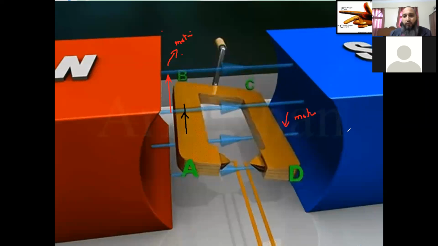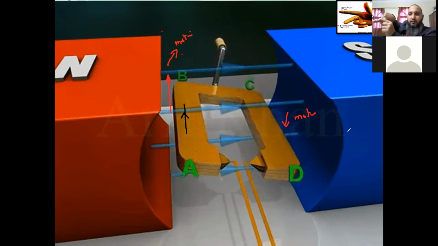So when I want to find the direction of the current for sides C and D, the magnetic field is towards the right-hand side, towards south. So my index finger should point towards south, that is the direction of the magnetic field. My thumb should represent the direction of the motion, because this wire is moving downward. So my thumb should point downward.